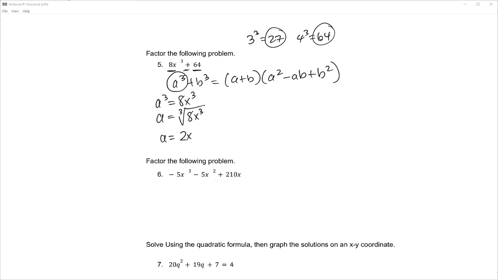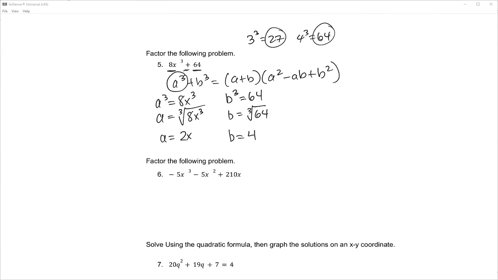Yeah. Okay. All right, and then b cubed is 64. So b is the cube root of 64. So b is equal to 4. I should have told you guys that was front and back. Sorry about that.